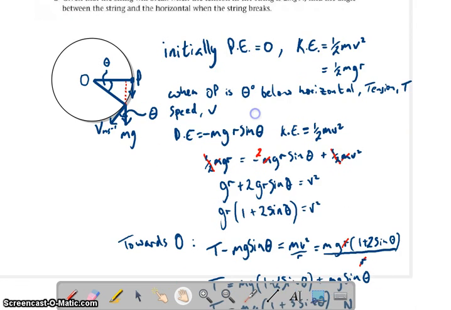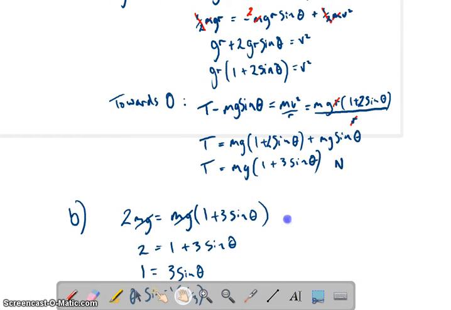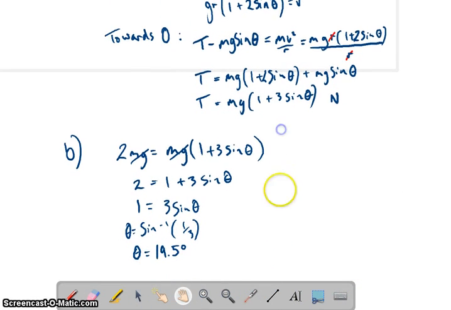Okay, so I'll just scroll down and let you have a look at the workings. Very, very simple for M3 level. Okay, 2mg is equal to mg(1 plus 3 sine theta). The mg's cancel. Rearrange it. Move the 1 to the other side. Okay, so you've got 1 is equal to 3 sine theta. Move the 3 to the other side. 1 over 3. And then sine to the minus 1 gets rid of the sine to give you theta. Okay, so theta is 19.5 degrees.